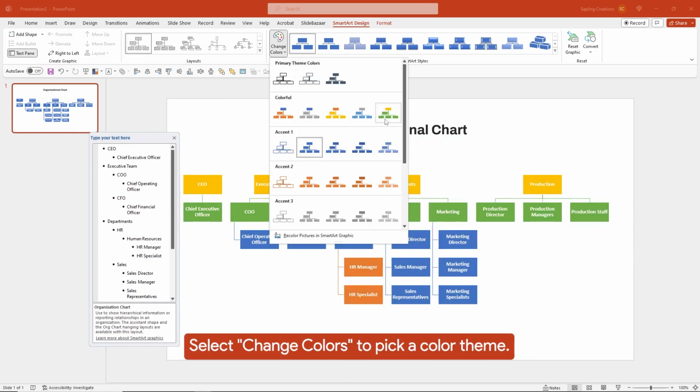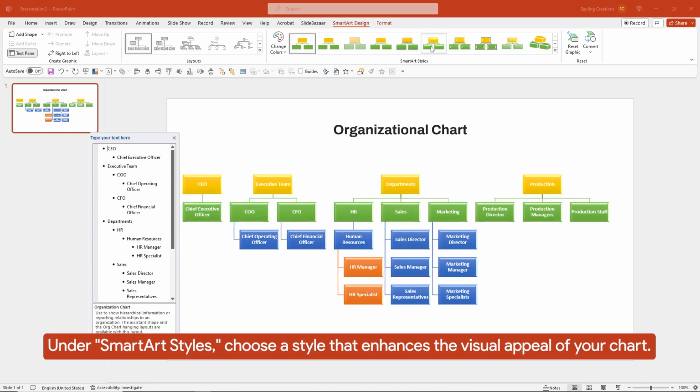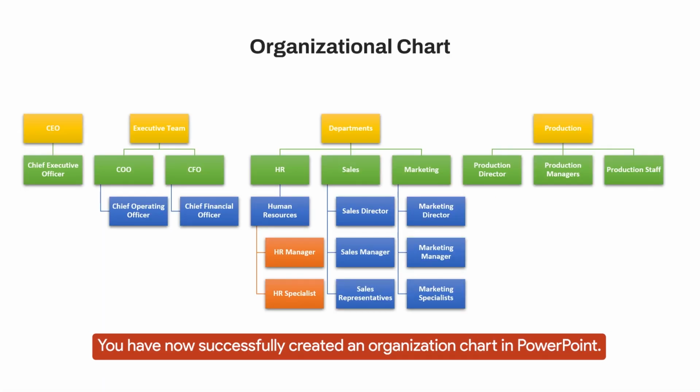Select Change Colors to pick a color theme. Under SmartArt Styles, choose a style that enhances the visual appeal of your chart. You have now successfully created an organization chart in PowerPoint.